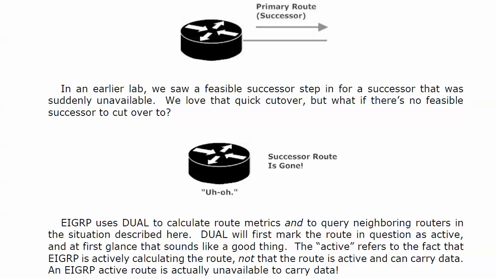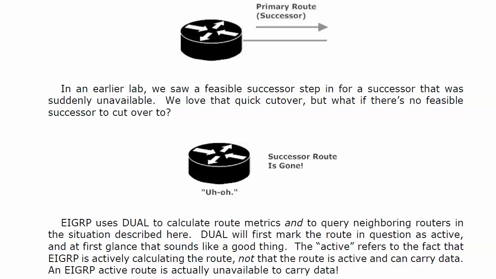A couple of videos back, we ran a lab where we removed a successor from our EIGRP routing table, and it was so quick. Remember that great cutover, the feasible successor that we had for that particular route? It was already in the routing table before we could run show IP route EIGRP again. It's that fast, and we love EIGRP's quick cutover and the fact that those feasible successors are actually calculated in advance of being needed. What if there is no feasible successor to cut over to?